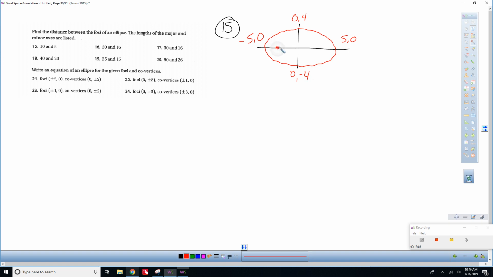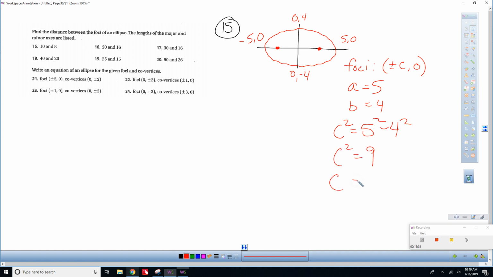All right, well, let's just find the foci. The foci are plus or minus C, comma 0 for this case. Here, A is 5, B is 4, C squared equals 5 squared minus 4 squared. C squared is 9. C is 3. Got it. So this is 3, comma 0 and negative 3, comma 0. So the distance between them is 6.